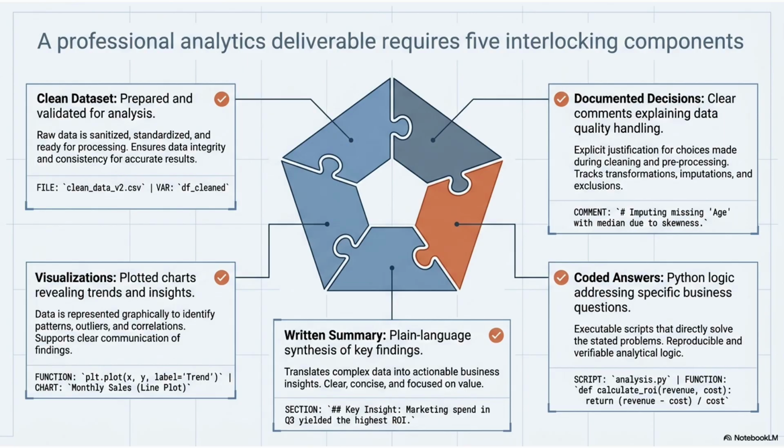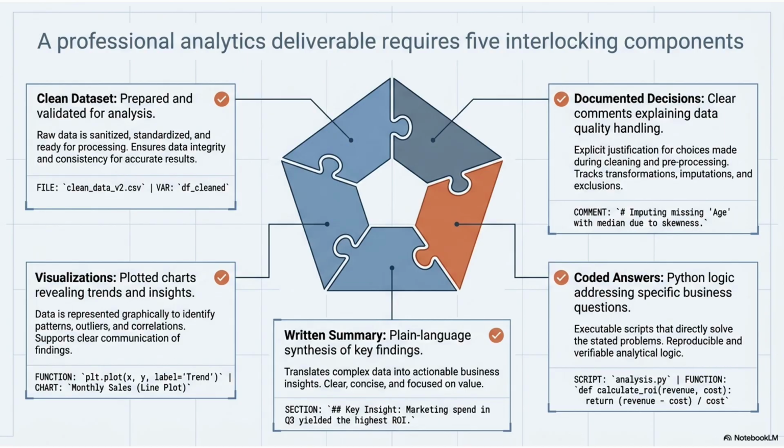Component 1, clean data. Raw data sanitized and validated for analysis. Component 2, coded answers. Python logic addressing specific business questions with inline comments explaining every decision. Component 3, visualizations. Plotted charts revealing trends and insights, with titles and axis labels.